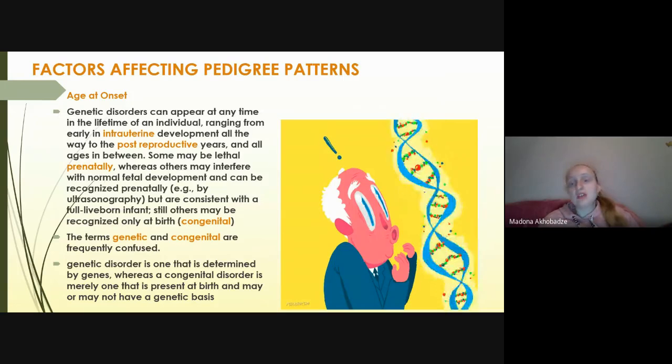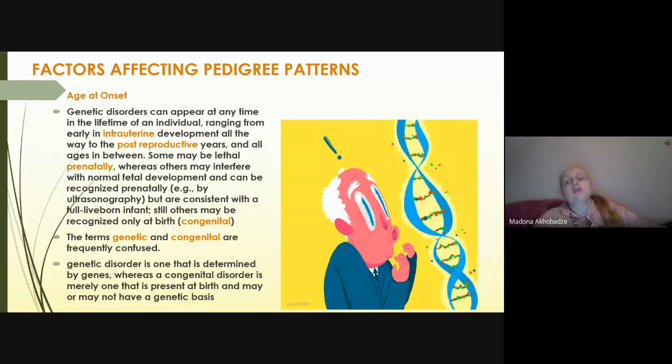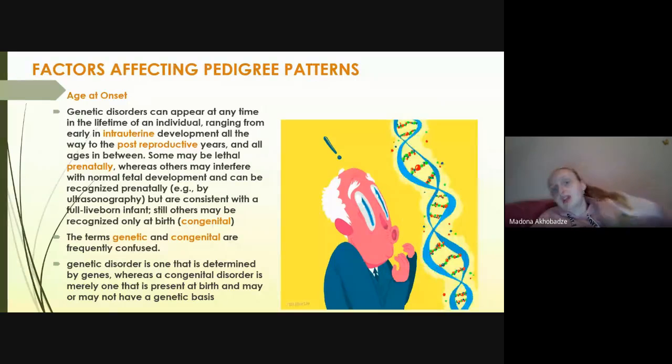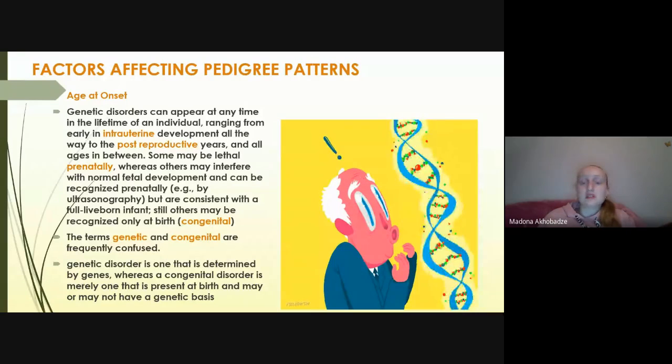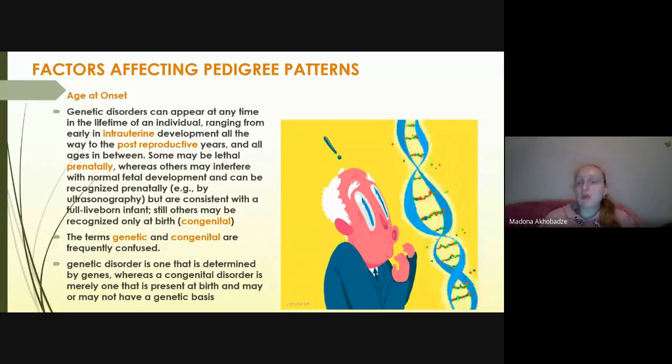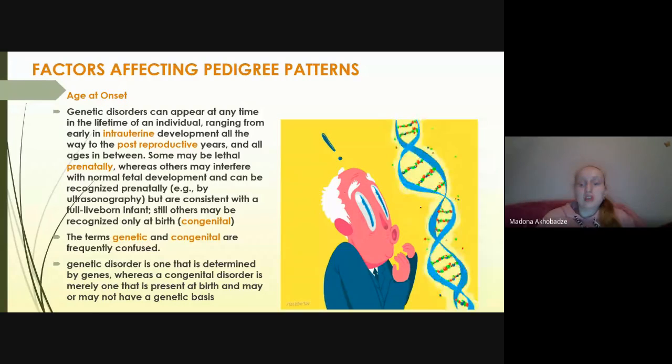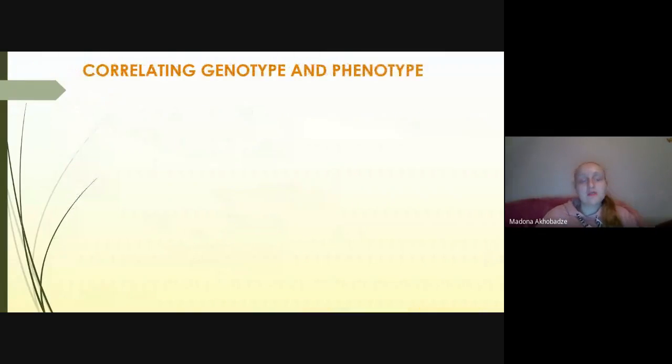And as well, a genetic disease is not necessarily congenital, because, like Alzheimer's disease, it expresses only in adulthood, in senile people. So it's not necessarily congenital. You should know this difference between these two terms.